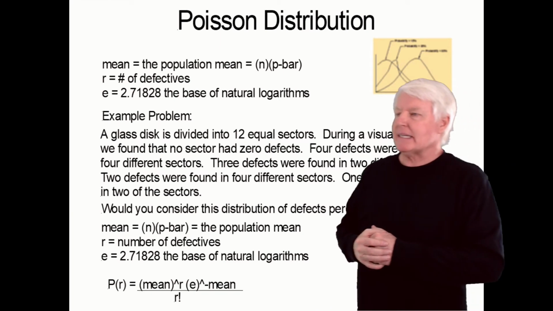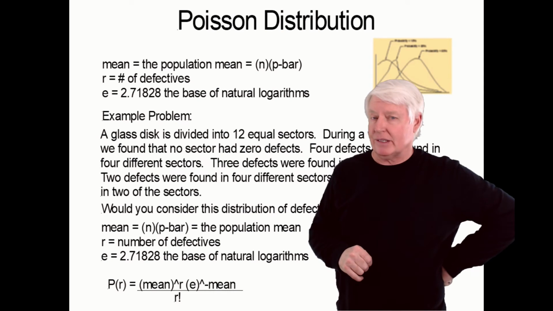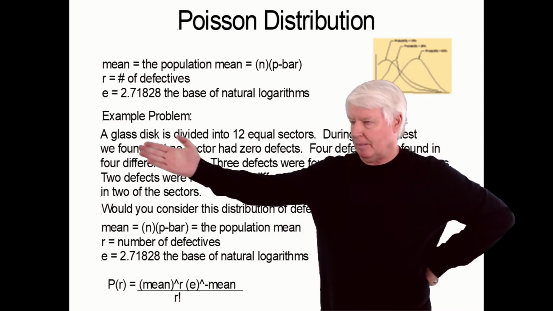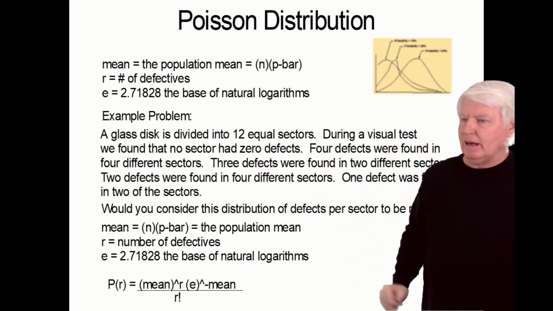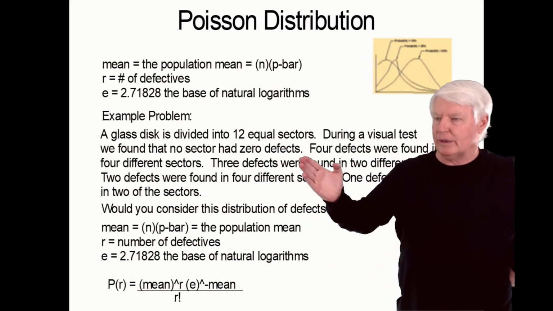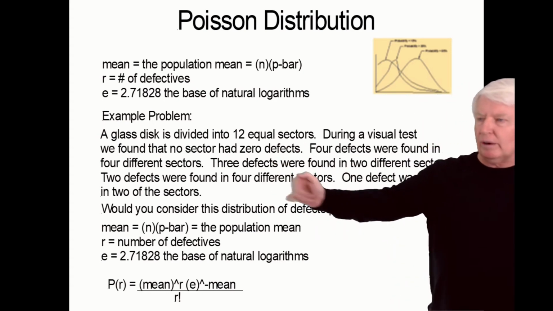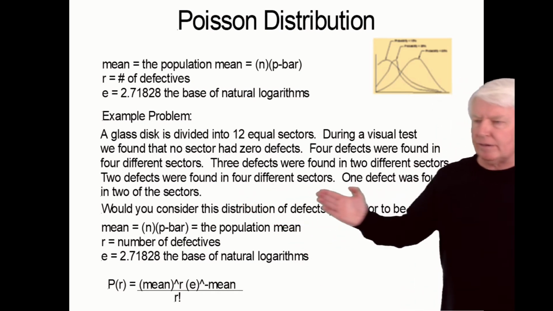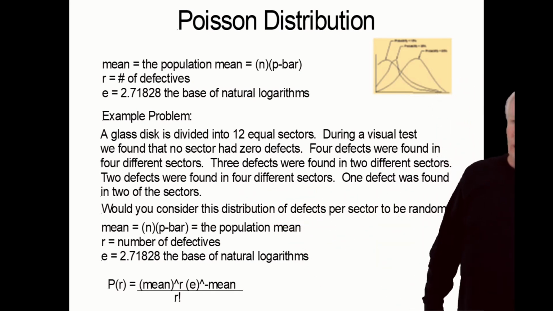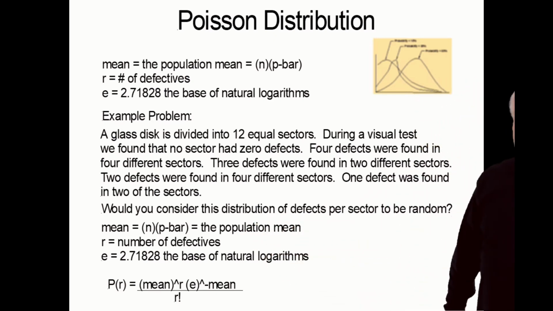So let's read this. This is a real-life example, and see if you can pick up that this is indeed a Poisson distribution problem. The glass disc is divided into 12 equal sectors. During a visual test, we found no sector had 0 defects. Okay, there's the key word there, defects. 4 defects were found in 4 different sectors. 3 defects were found in 2 different sectors. 2 defects were found in 4 different sectors. 1 defect was found in 2 sectors. Would you consider this distribution of defects per sector to be random?